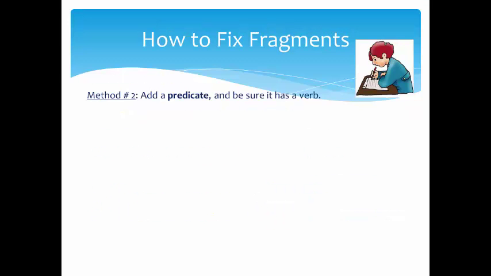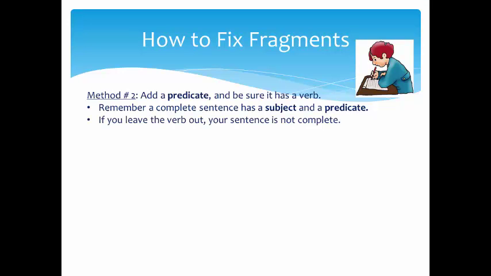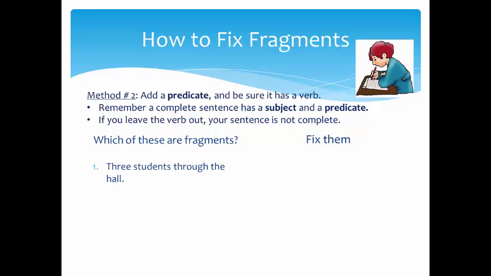A second method to fix fragments is to add a predicate and be sure it has a verb. Remember, again, a complete sentence has a subject and a predicate. If you leave the verb out, your sentence is not complete. Let's again look at which of these sentences are fragments, and if they are, how we can fix them. Number 1, 3 students through the hall. This is a fragment because it's missing its predicate. You could fix this by saying 3 students wander through the hall.